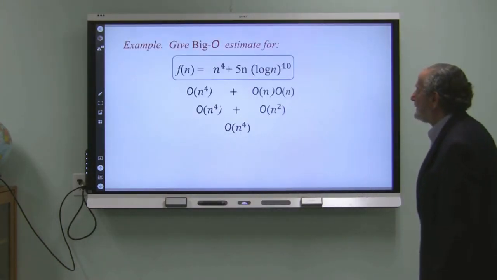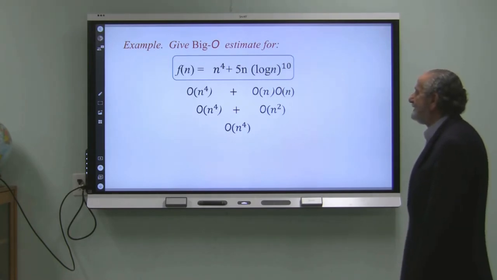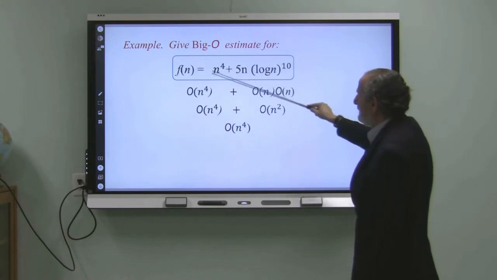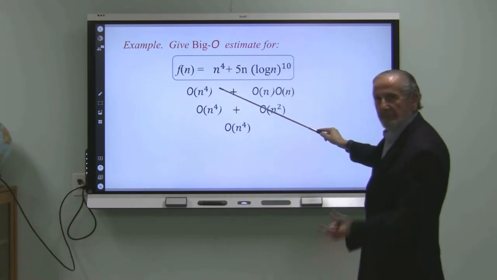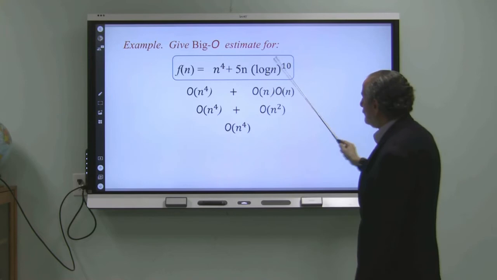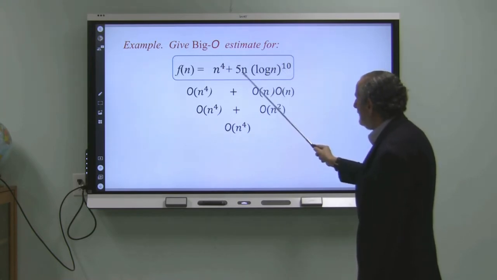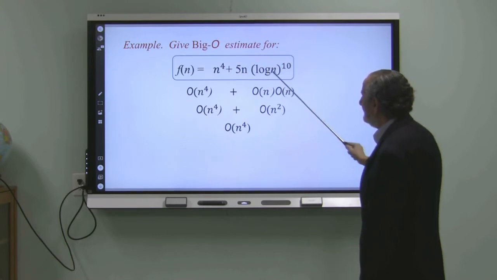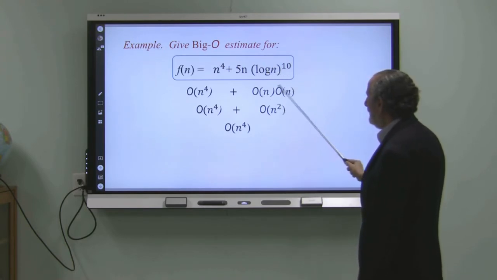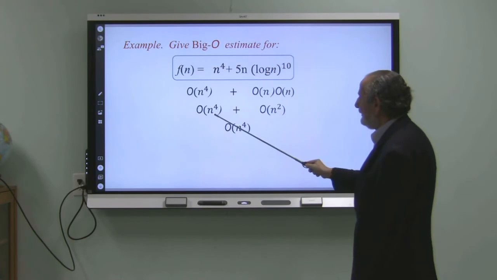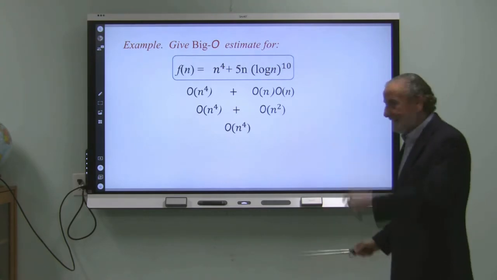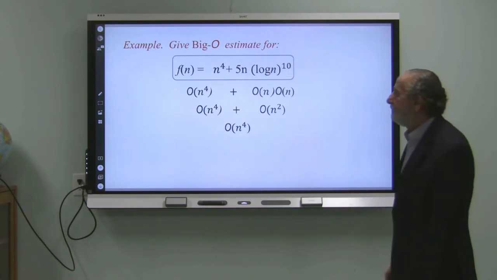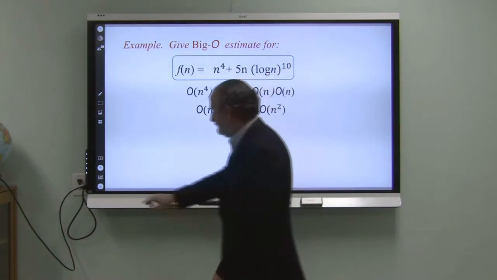Here's an example here, give a big O estimate for this function. I can look at it really simple. This piece here is n4, nothing about it. This piece here, two functions. This one is big O n, and this one, even though to the power 10, it's still big O n. See? Big O n, that's big O n squared, big O n4. Now we are using the maximum of n4 and n2, big O n4. Very straightforward.